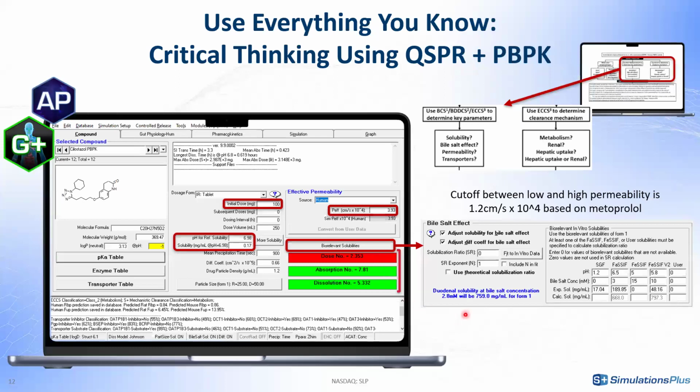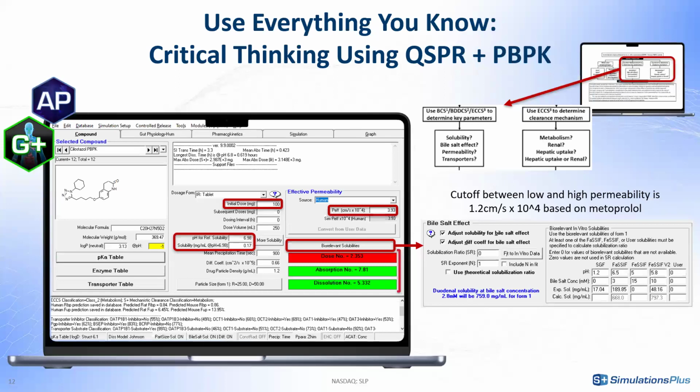The color in the text boxes for dose number, absorption number, and dissolution number changes depending on the physicochemical and biopharmaceutical properties of the drug, as well as the dose selected. The color goes from green to red approximately when a drug molecule is likely to change to a different one of the 4 biopharmaceutical classification system, or BCS, categories.